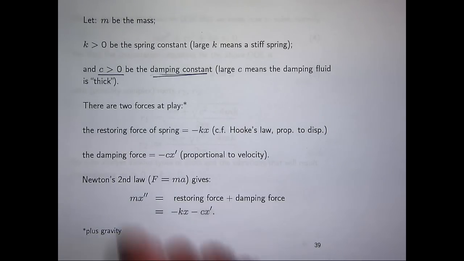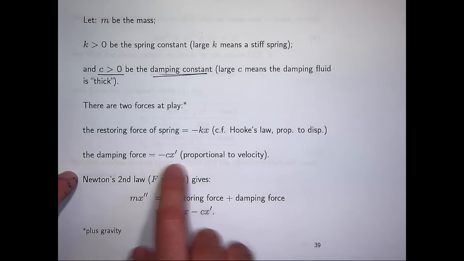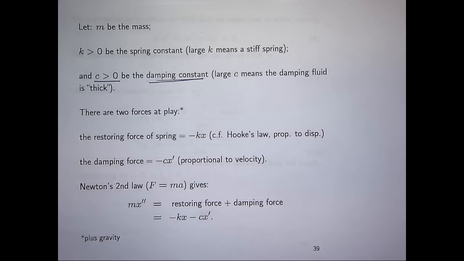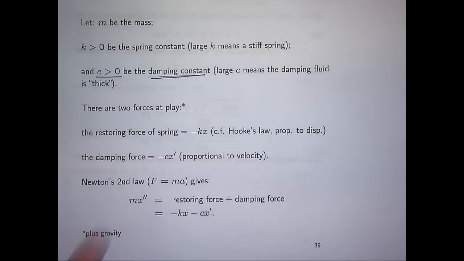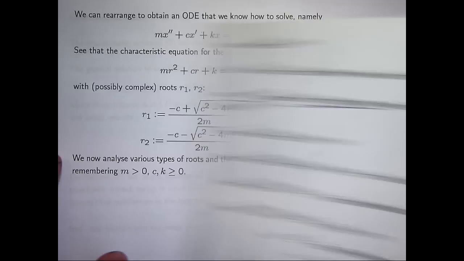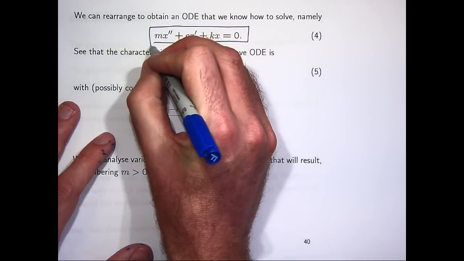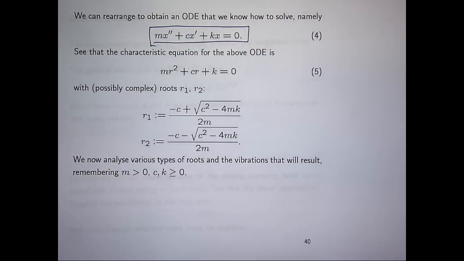So that's one force. We also assume the damping force is proportional to the velocity. Okay, now if you introduce Newton's second law there, you'll get the following. So essentially you just add these up, and if you rearrange, you'll get the following second order linear homogeneous differential equation with constant coefficients.